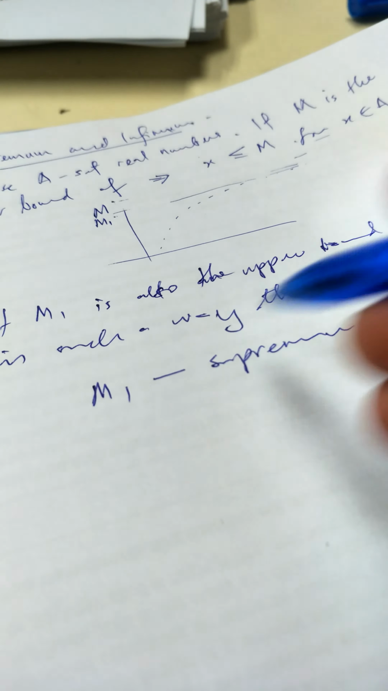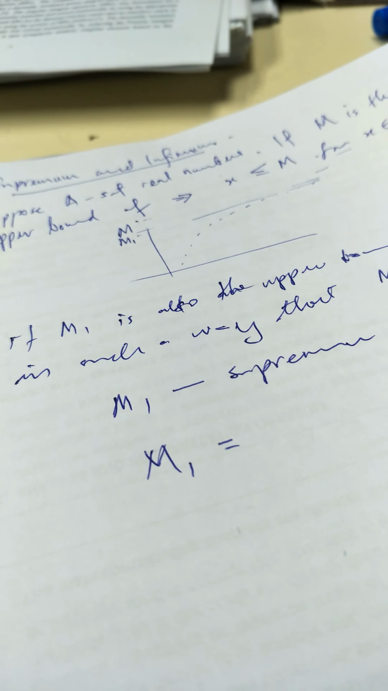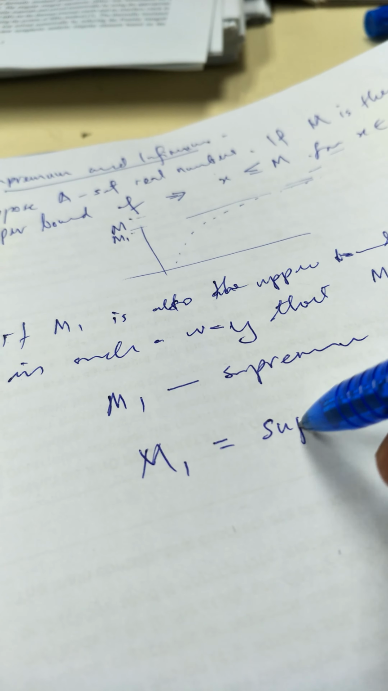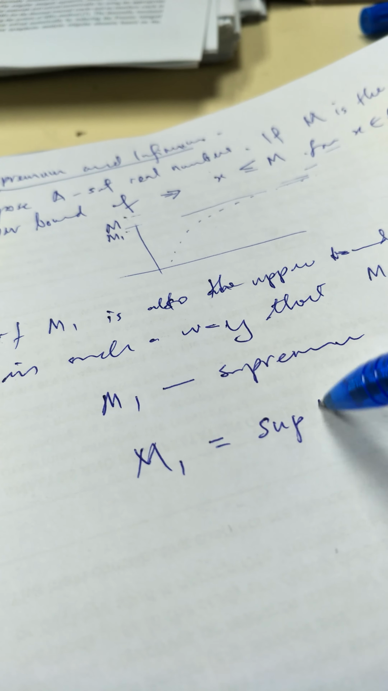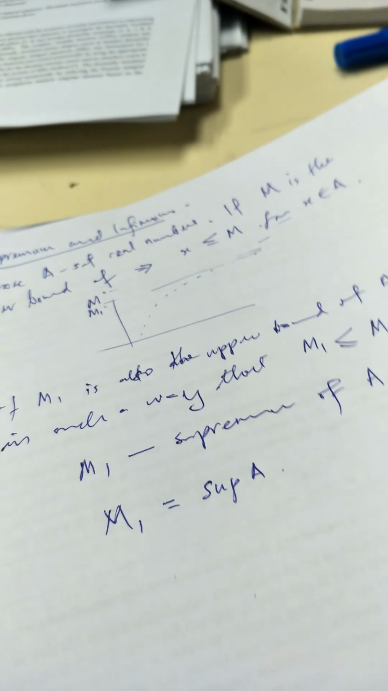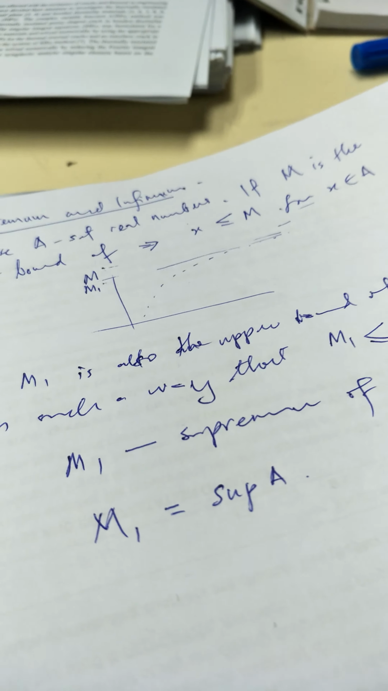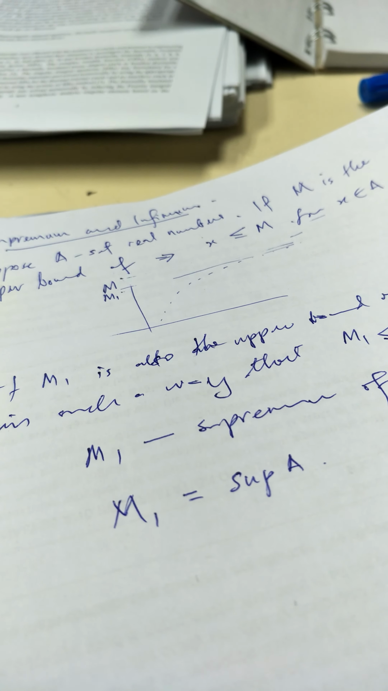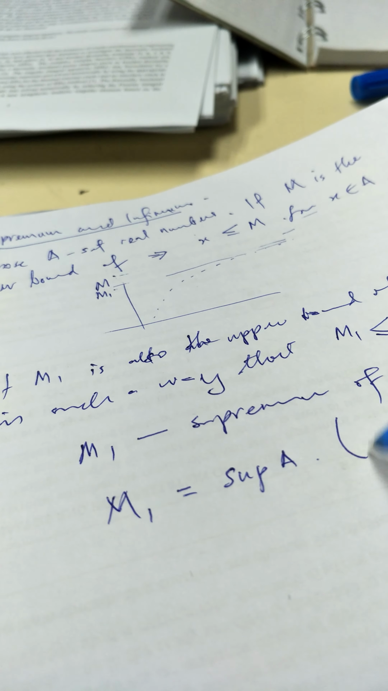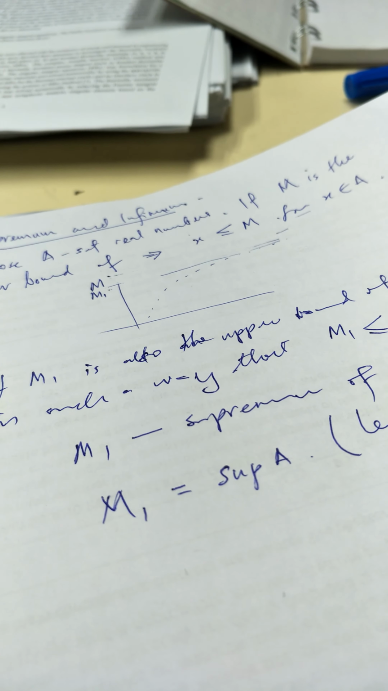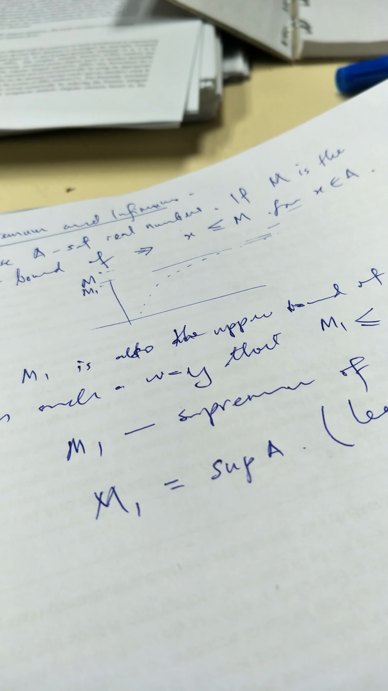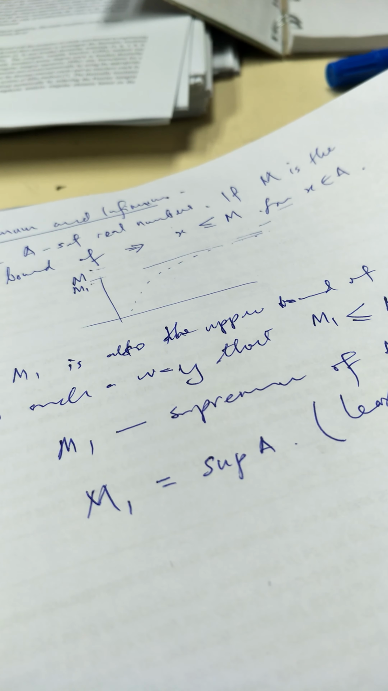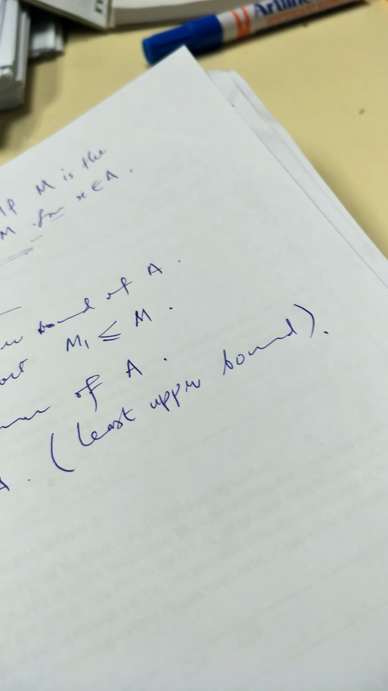In terms of notation, we can write m1 is the supremum of A. So in short, I can write supremum is the least upper bound.